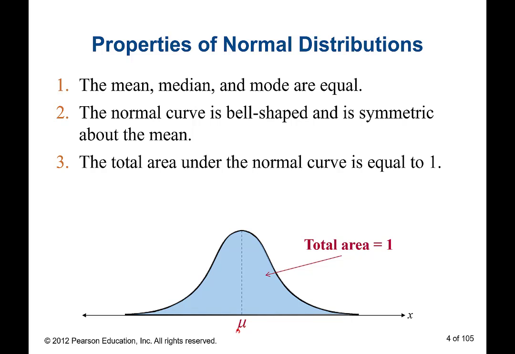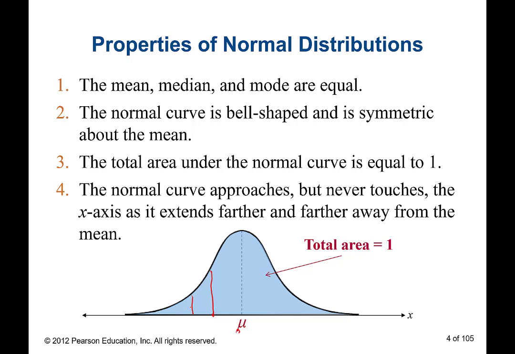Now, in my last video, we talked about the fact that we're going to be measuring probabilities by taking chunks of area from underneath the curve. So it makes sense that the total area has to equal 1 because that would be 100% of the probability. The normal curve approaches but never touches the axis as it extends farther and farther away from the mean. So basically, x can take any values from negative infinity to positive infinity.